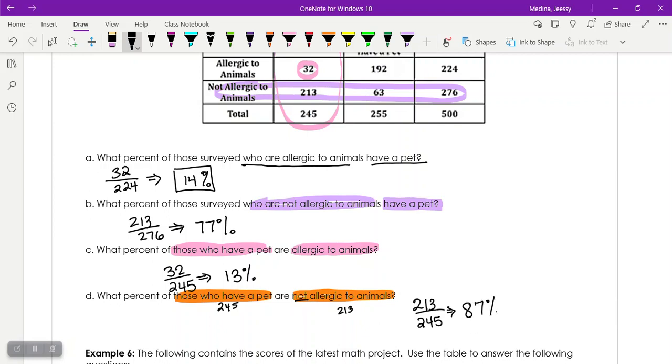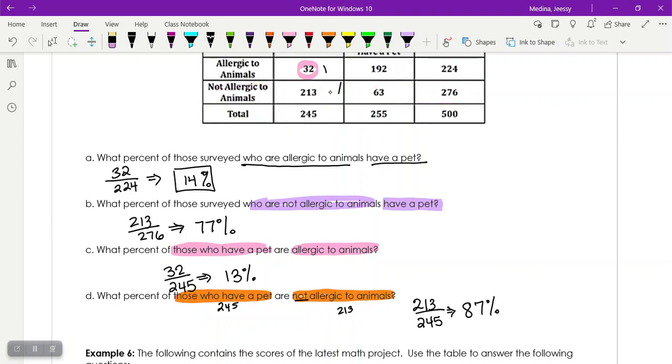87%. But guess what? This is 13%, right? This one's 87%. And this is 100%. You see? When we're doing relative frequency, you take the whole table and you focus it in that subgroup, okay?